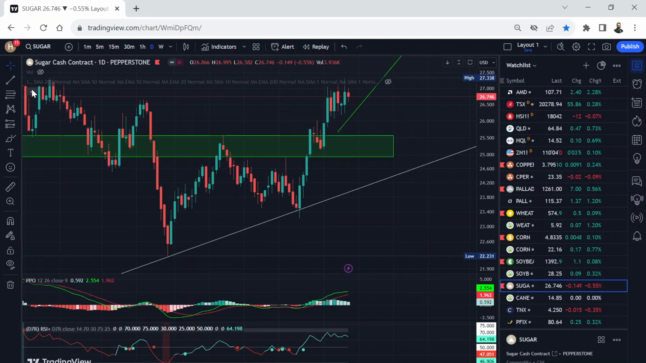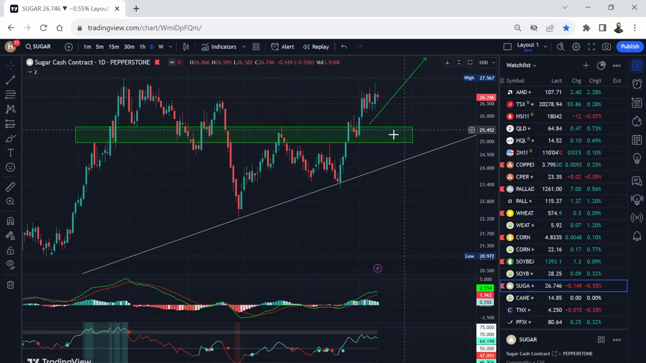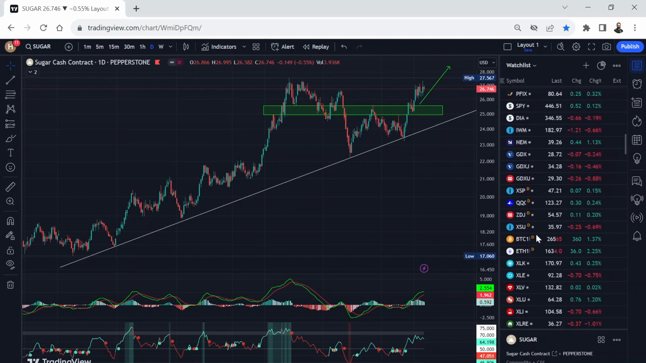Sugar looking extremely bullish, trying to go to new all-time high. There's some divergence. I still don't have a new high, so if you get a new high, there could be some divergence. So be very careful taking profits. You should be looking to take profits as soon as possible if you got in.